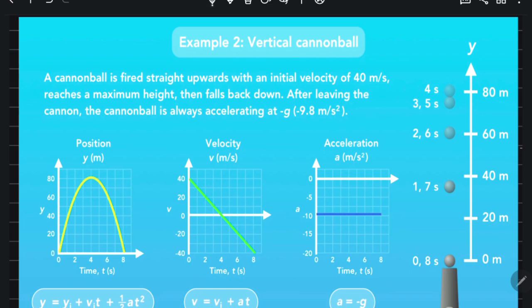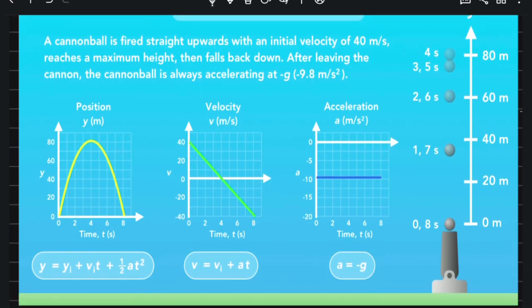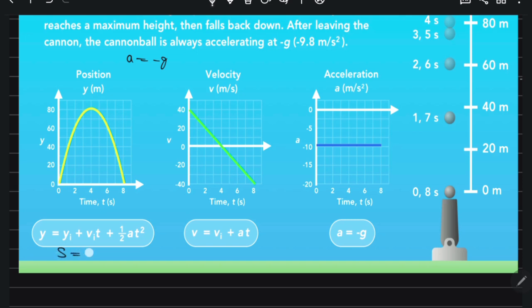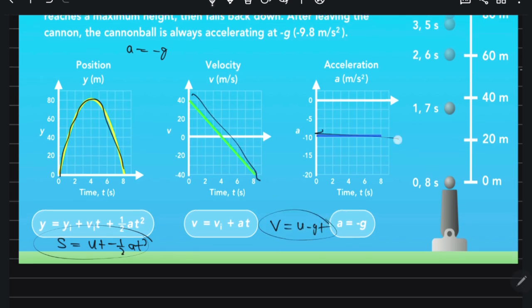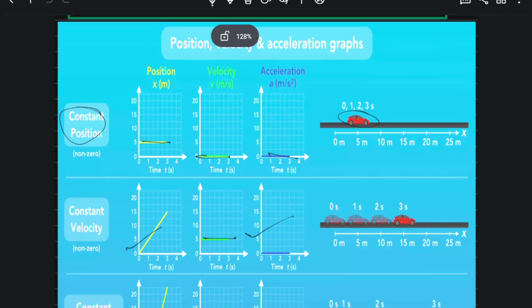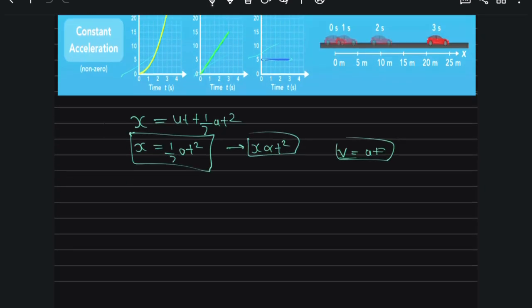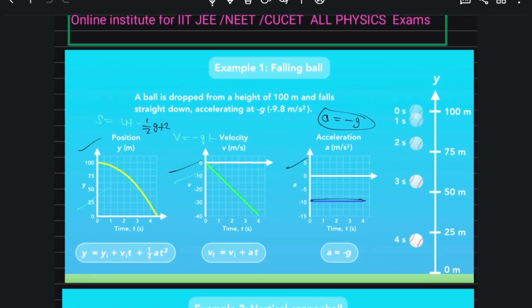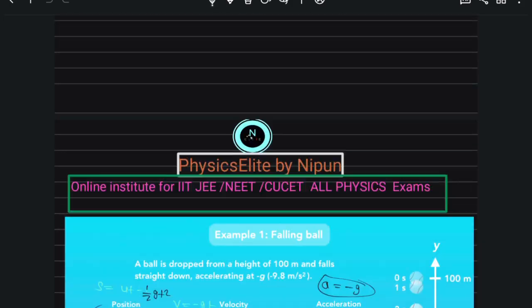And for the vertical cannonball, means when you are throwing a ball vertically upwards, acceleration again is taken as minus g, so here s is equal to ut minus half gt square. It is a parabola. And here the velocity time graph is v is equal to u minus gt. This is also like this. And the acceleration time graph is again constant but with negative acceleration. Understanding my point? All the important graphs, position time, velocity, acceleration graph, their conversion, and freely falling and vertically thrown bodies, all the graphs I discussed here.